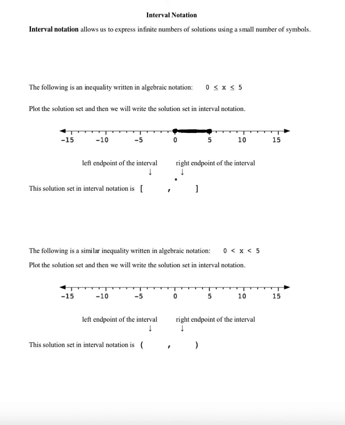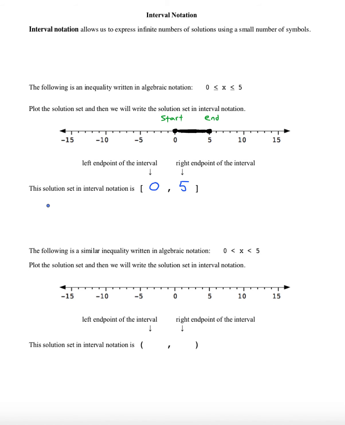Now to put this into interval notation, we're going to have a start point to the interval and an ending point. And we just want to put those numbers inside these brackets. So the interval goes from 0 to 5. The bracket here says that it includes 0 and 5.